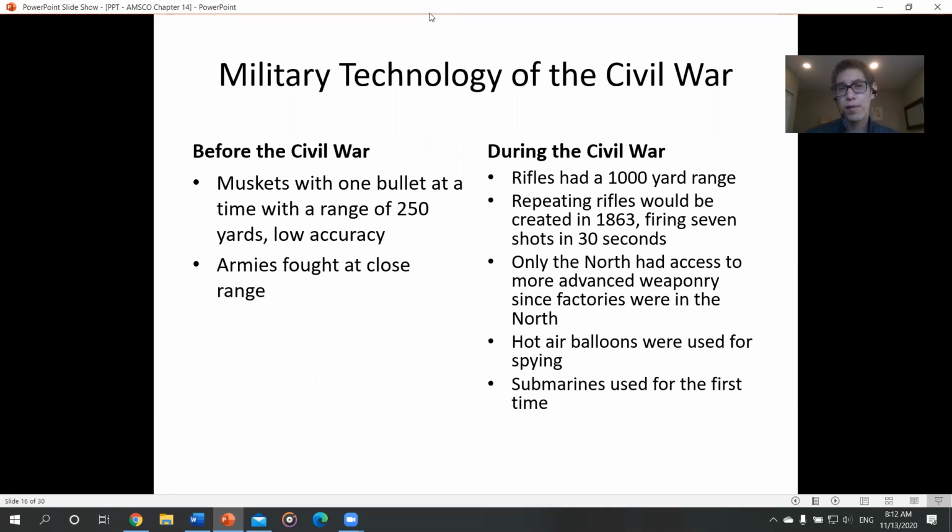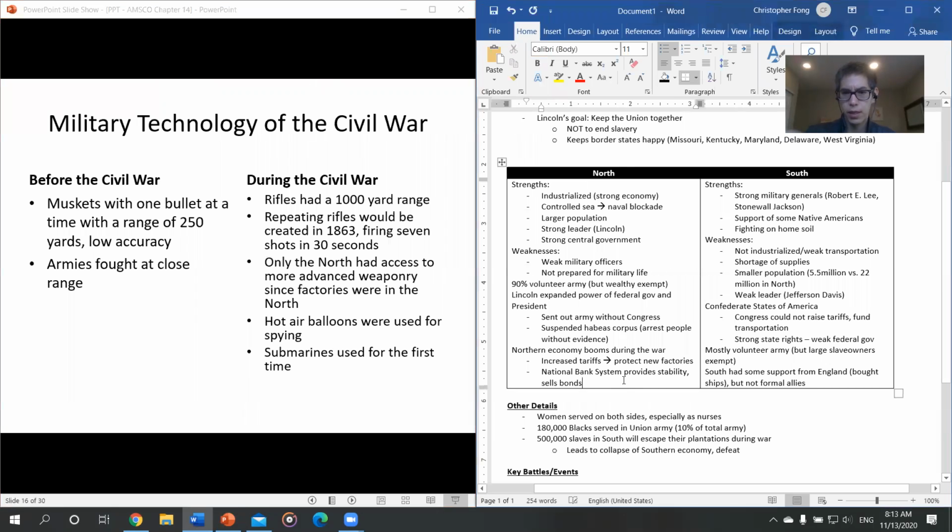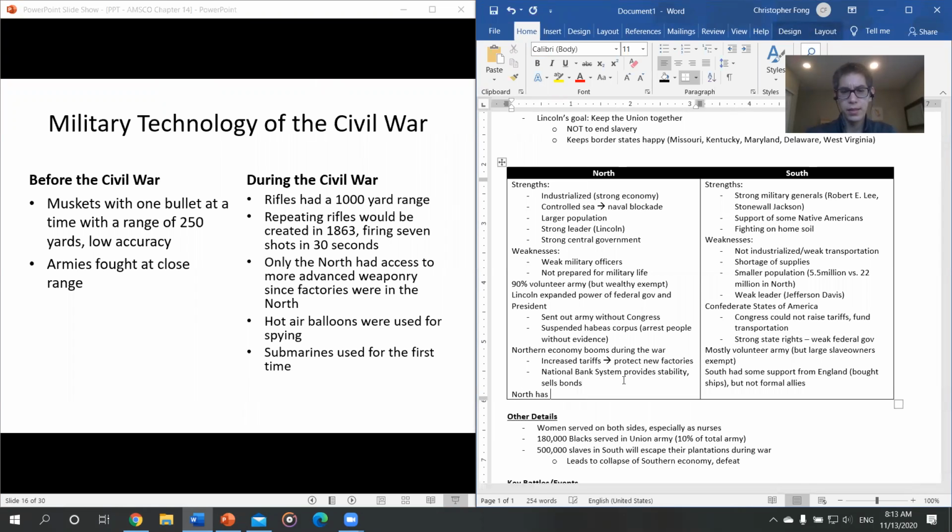During the Civil War, though, there's more advanced technology because, again, this is the Industrial Revolution, after all. Rifles can now fire 1,000 yards. They could fire 7 times in 30 seconds with repeating rifles. But really only the North had access to these supplies. So because of this economic boom, the North has access to better weapons, specifically the repeating rifle.